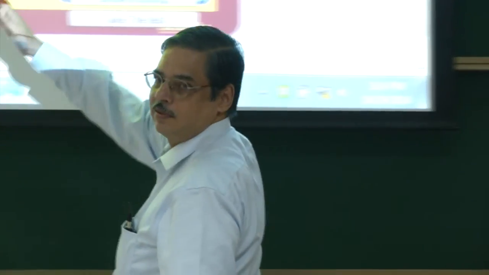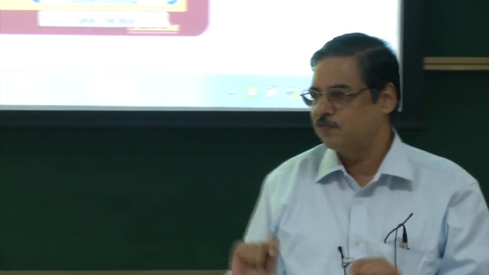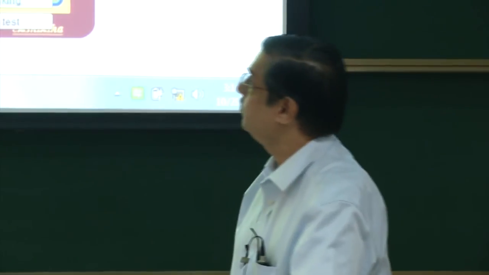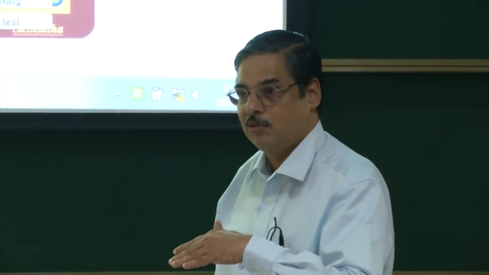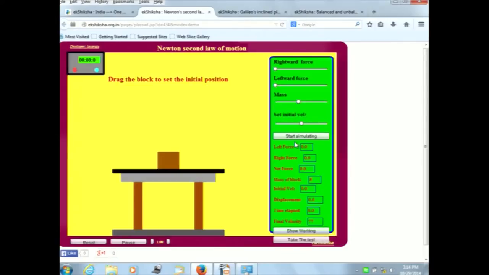Okay. Yeah, yeah. So this particular thing, the reason why I brought this up, it is very similar to the earlier one. It shows unbalanced forces, but it shows a lot of other things because now he's talking about Newton's second law. That's why you have initial velocity, displacement, time elapsed, final velocity. Okay. This also illustrates a stopwatch.